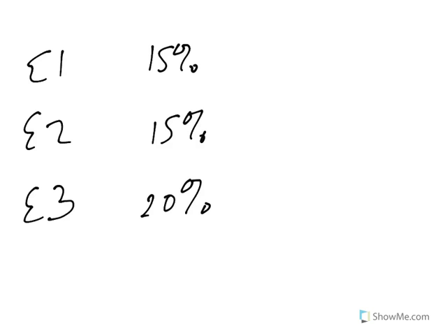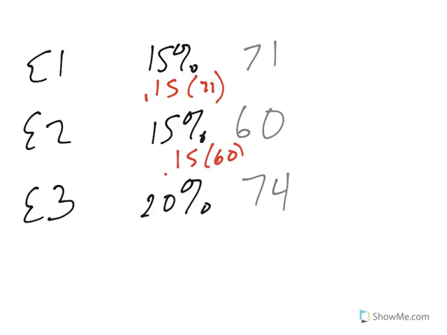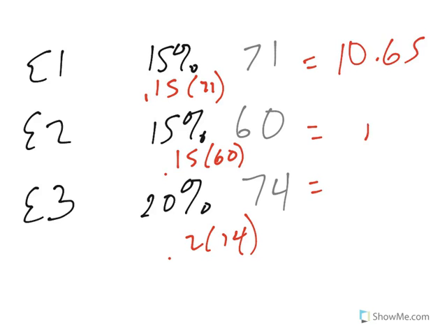We have exam 1, exam 2, and exam 3. 15%, 15%, and 20%. And we didn't have to find averages for these. They were just given. So you scored a 71 on your first exam, a 60 on your second exam, and a 74 on the last one. Recall, we take each percentage to a decimal before we multiply. And the points that we earned on each test are 10.65, 9, and 14.8.